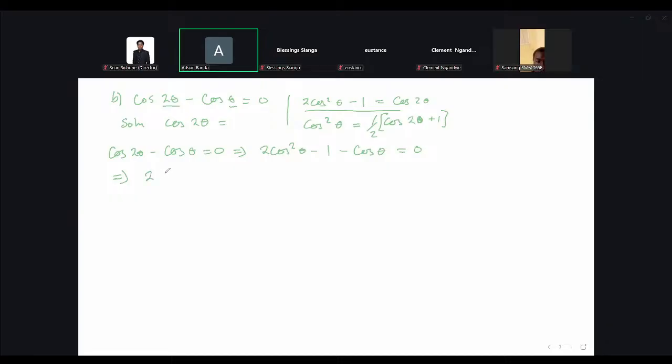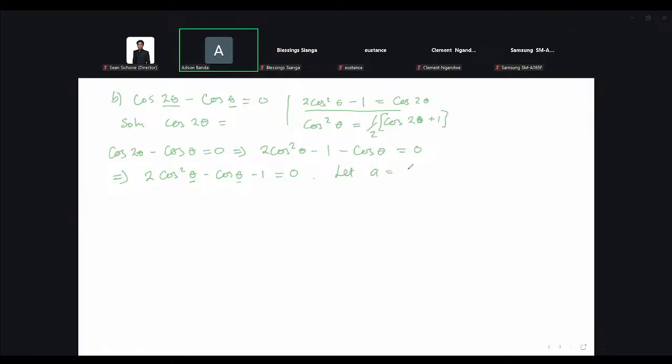So you have 2 cos squared theta minus cos theta minus 1 is equal to 0. Now, theta is there, so we are good to go. We can now try to solve this problem. But then I want you to look at this in this way.